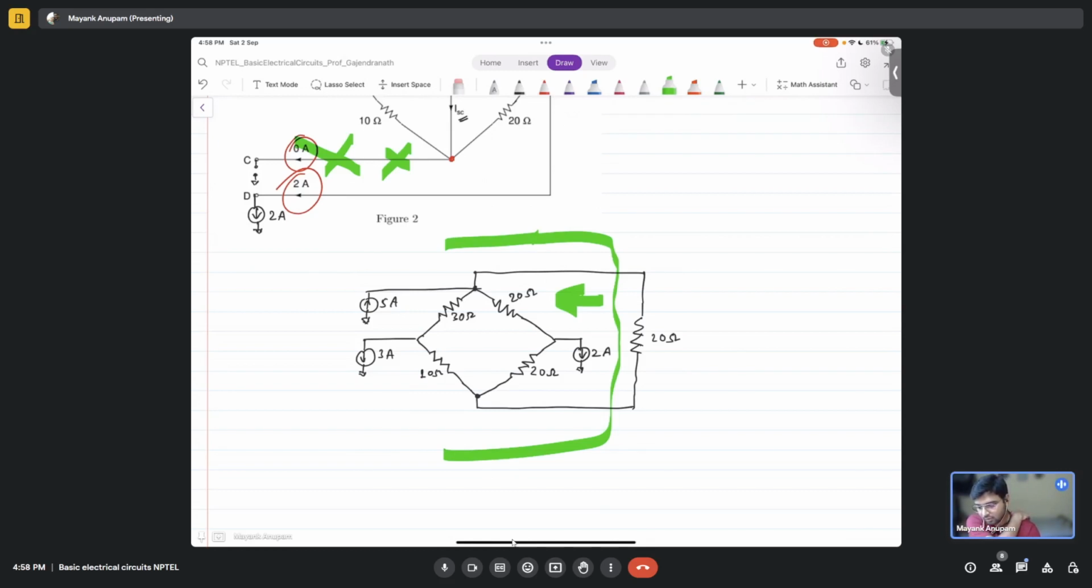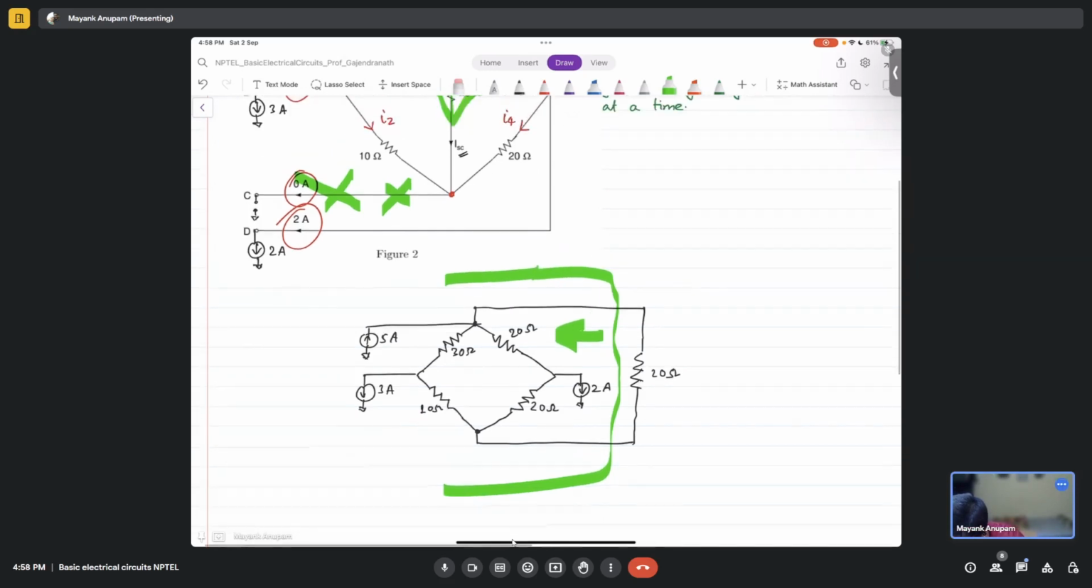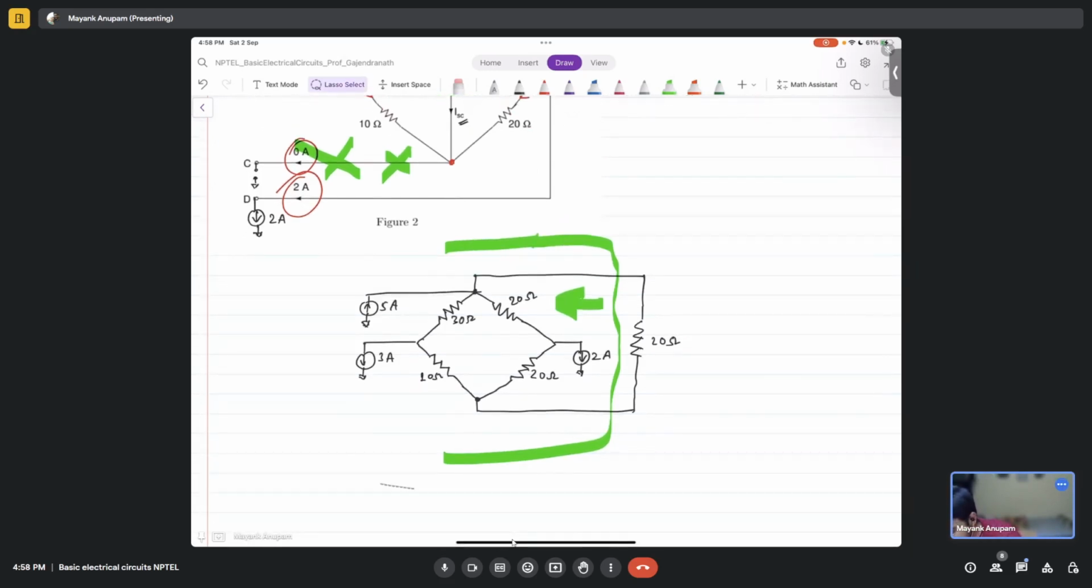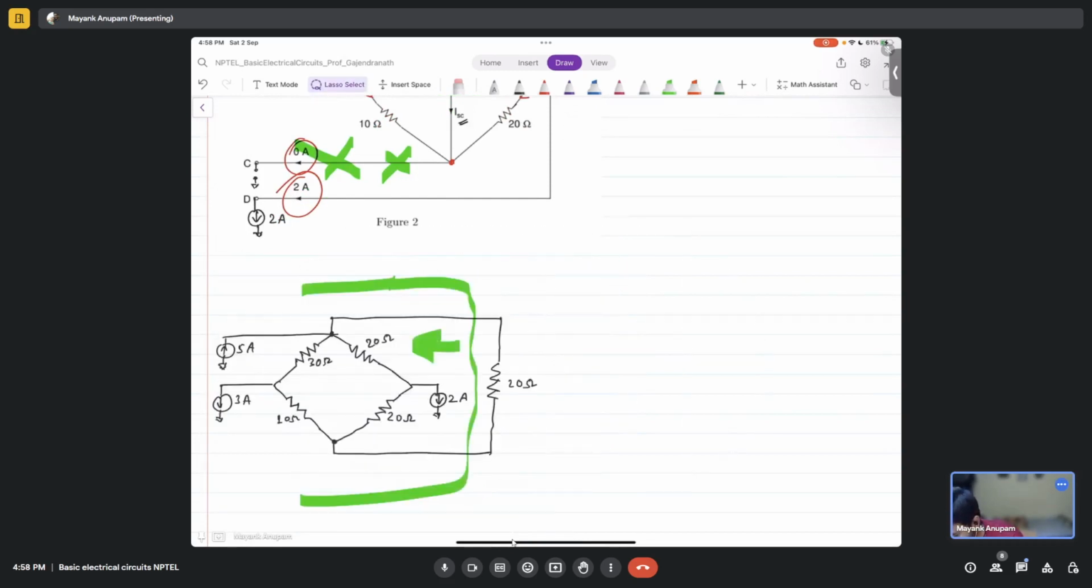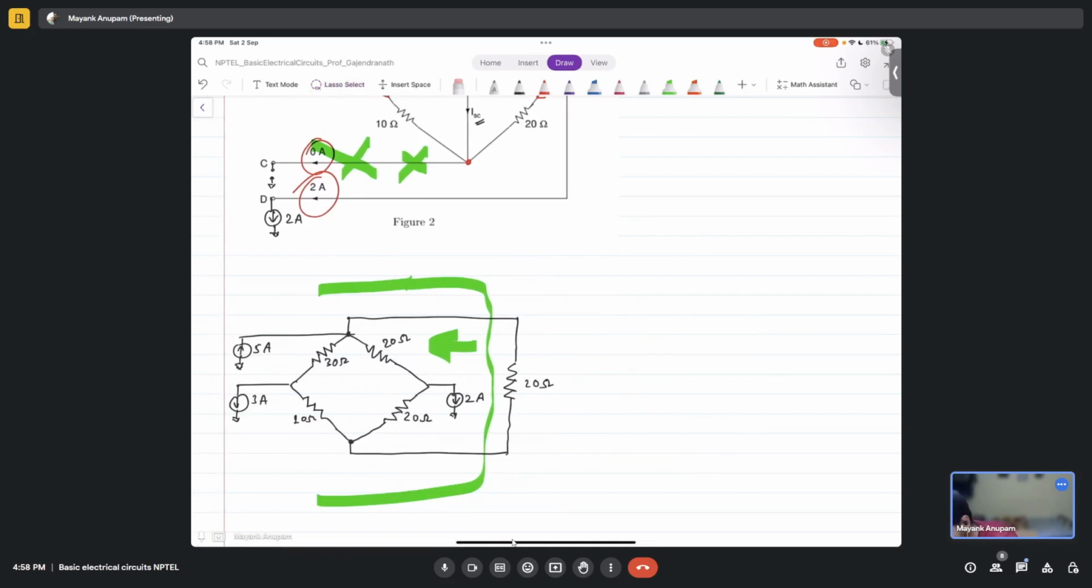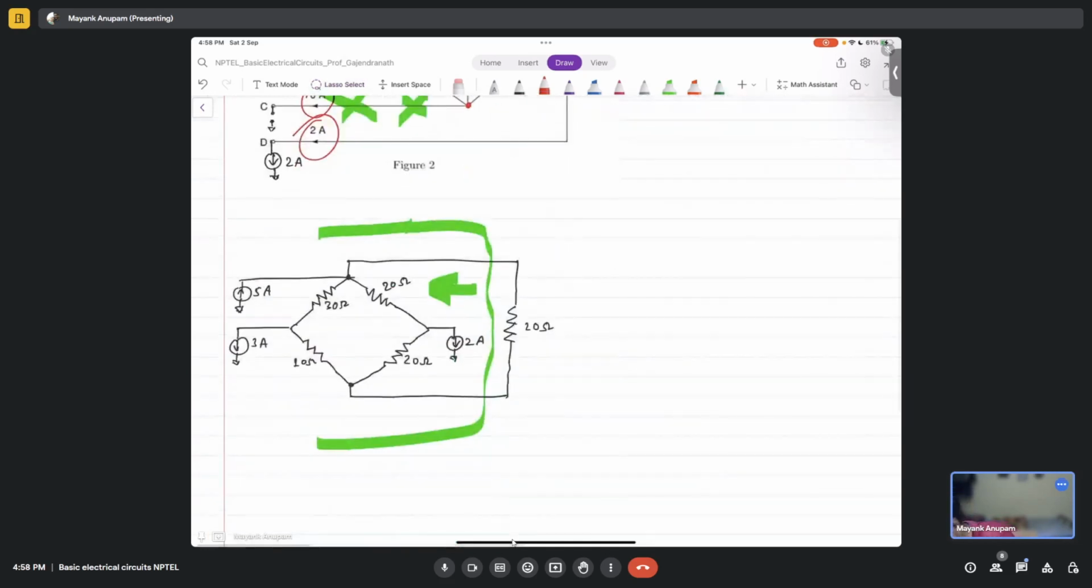Yes, sir. So tell me what will be more preferable here, Thevenin's equivalent or Norton's equivalent? Norton, sir. Yes. So why do you say that? More number of current sources. Yes. For Norton's equivalent, what do you need to find out? The equivalent resistance and the equivalent IN.